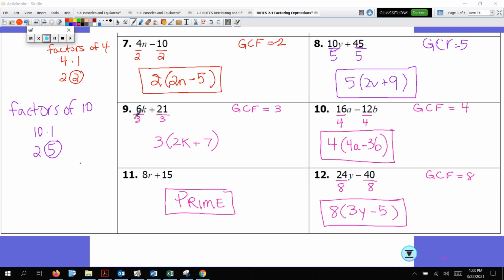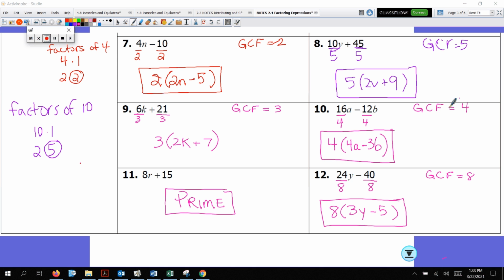Okay, so in number 9, hopefully you got that the GCF was 3. Remember, we always look to see if that smallest number goes into the bigger one, and if it doesn't, then we list the factors, right? 6 and 1, 2 and 3. Start with the biggest factor, right? We already checked 6. 3 was the next one. 3 does go into 21, so that was it.